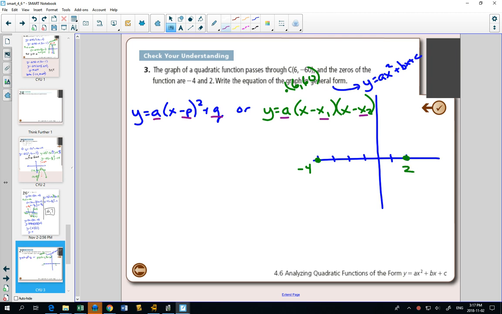If I look at the green equation, do I know both of my x-intercepts? Yes. And since I know both of my x-intercepts, if I start with the green equation, I would have x minus 2, x minus a negative 4 would be x plus 4. The only thing I need to find is A. Do I have another point that I could plug in?